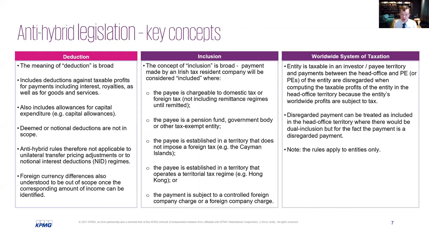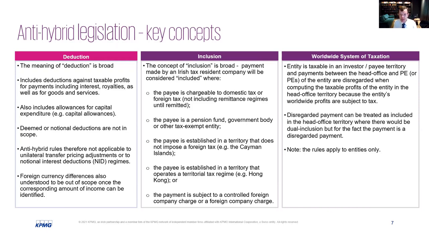It won't generally include notional deductions. So some countries, for example, give tax deductions for interest-free loans. They say, well, it's an interest-free loan, we'll give you a notional deduction for interest that would have been charged had this been arm's length. They are not included in the Irish rules, nor are notional deductions that are sometimes given on equity. Transfer pricing adjustments are also not included as a deduction for this purpose. Inclusion then is at its basic level what you might think it is.